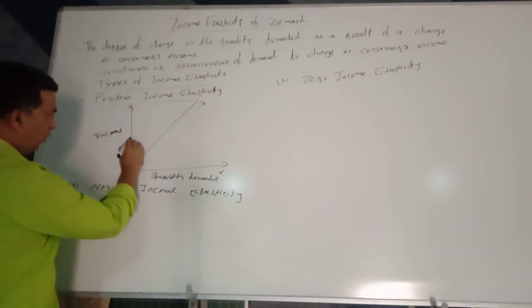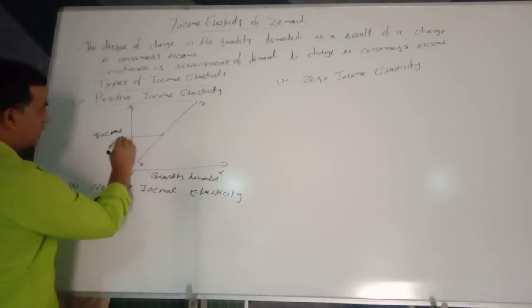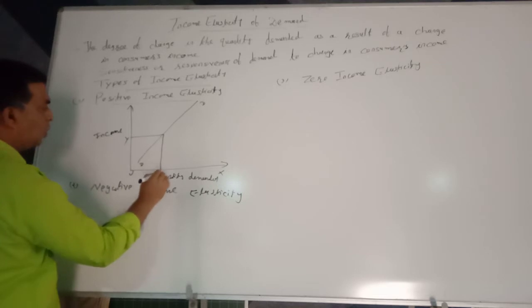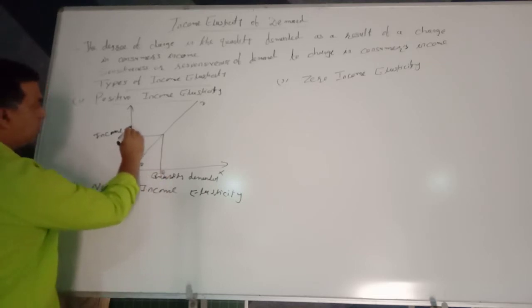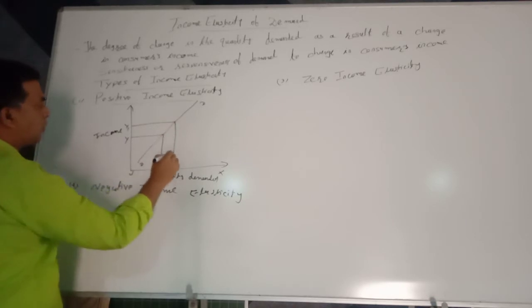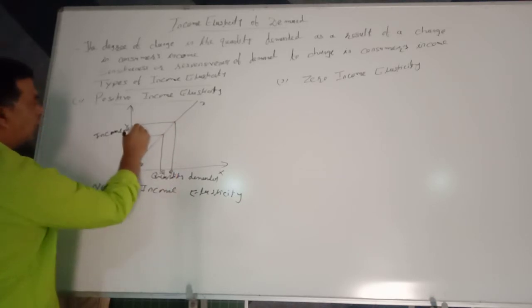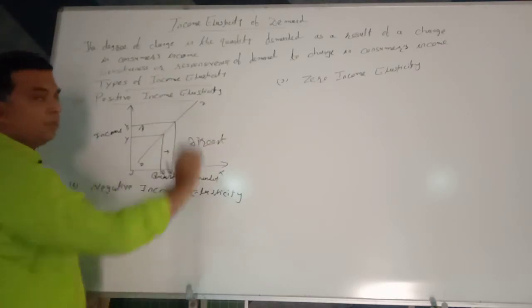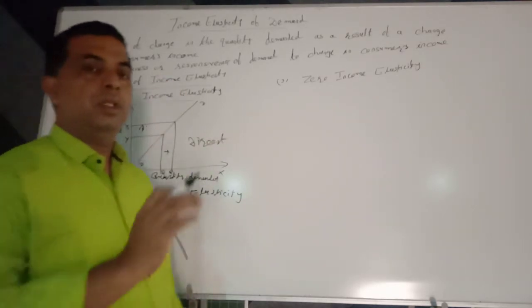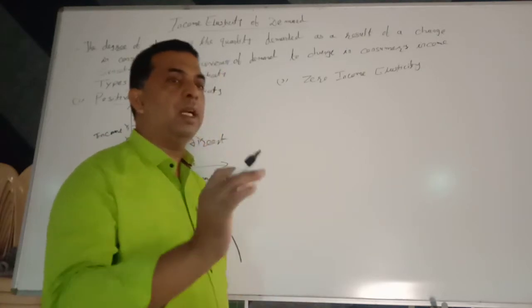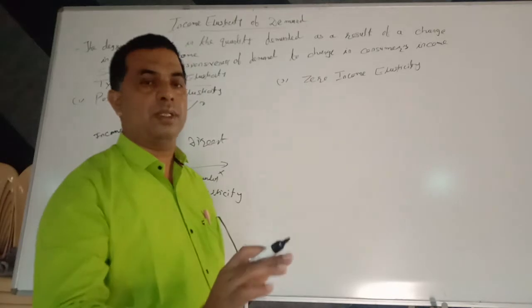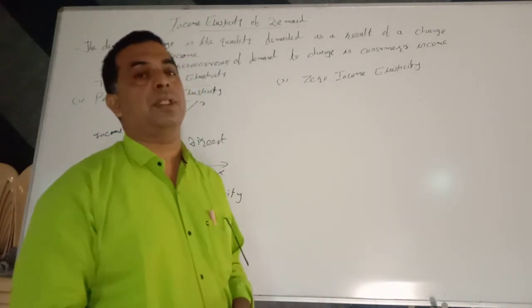Suppose original income of the consumer is OY and demand for the product is OQ. As income increases from OY to OY1, demand for the product increases from OQ to OQ1. So relation कैसा हो जाएगा? Direct. As income of consumer increases, demand for product increases. But percentage change में कितना percentage?